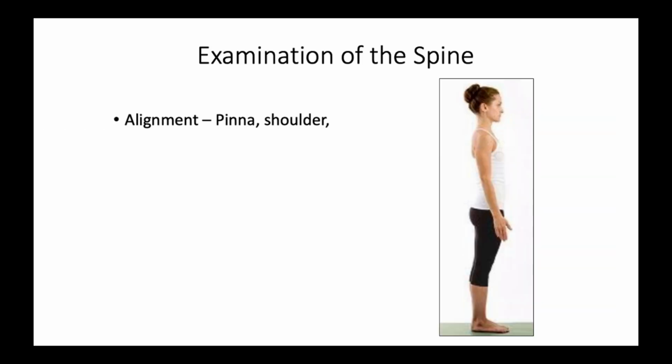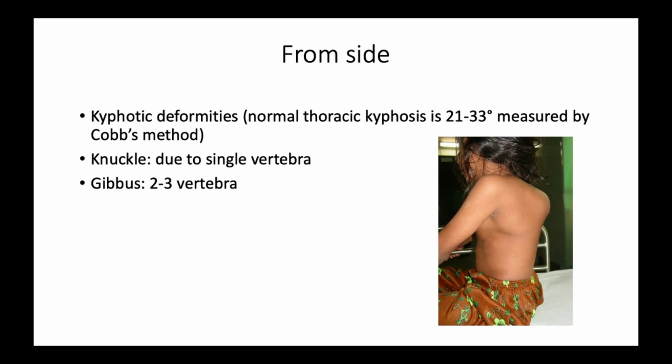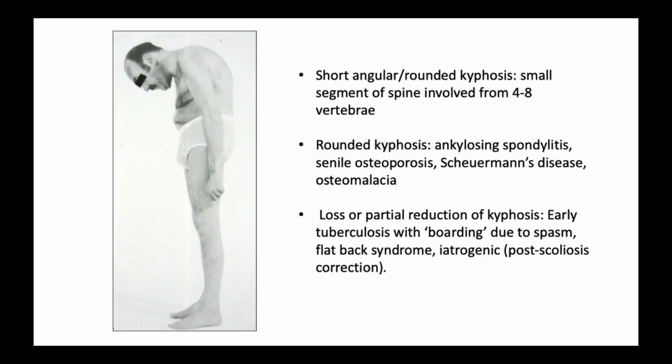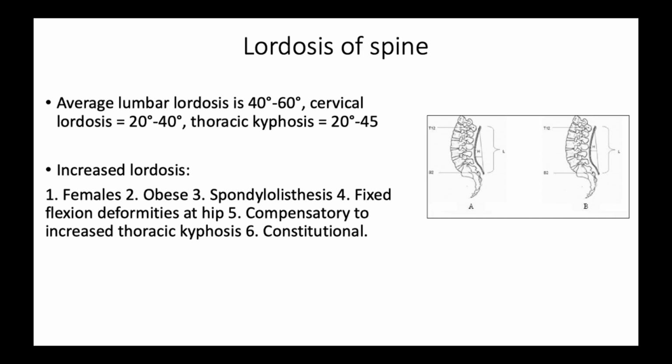When seen from the side, pinna, shoulder, trochanter and lateral malleolus fall in a straight line. When it does, grossly the sagittal alignment of the spine is normal. Kyphotic deformities are better appreciated from the side. There are a few known kyphotic deformities, the named ones like knuckle and gibbous, depending on the number of vertebrae that are involved. The lordosis and kyphosis is better seen from the side. Knowledge of the normal values of these ranges is important to detect the pathologies.